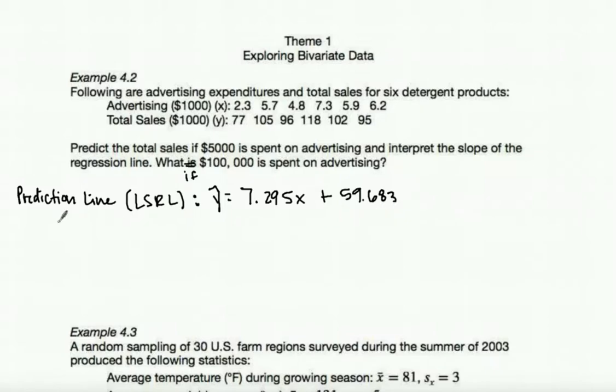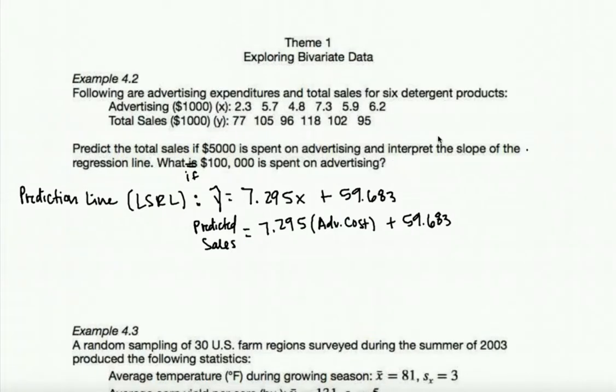Okay, so it's also important that you know what your variables stand for. Your y hat, because y was our total sales, would be our predicted sales. And so our predicted sales would be 7.295 times our advertising costs, because x was our advertising, plus 59.683. Now it's asking us to predict the total sales if $5,000 is spent on advertising.